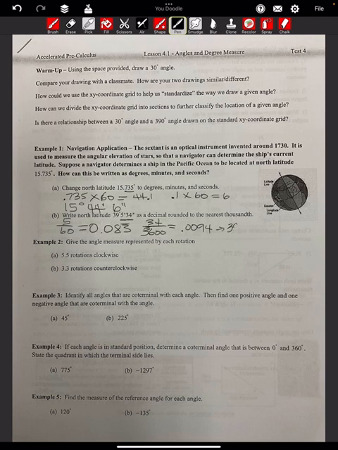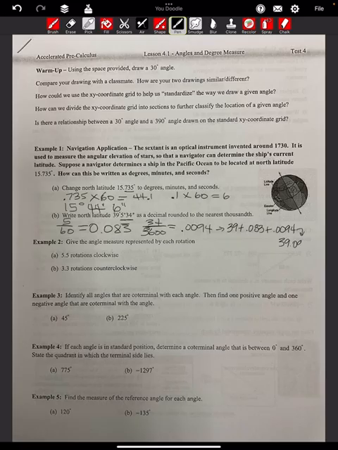0.083, and we'll put a little bar here because it does repeat. So that takes care of our minutes. Now, if you have seconds, you have to go to the second step. Sometimes we may have a problem that doesn't have seconds, and in that case, we stop there.